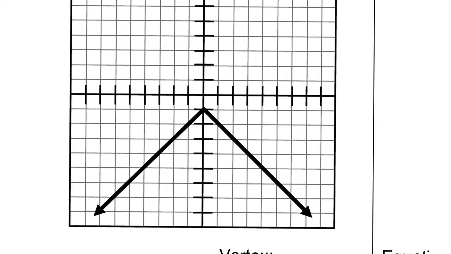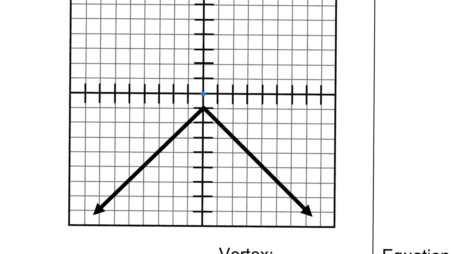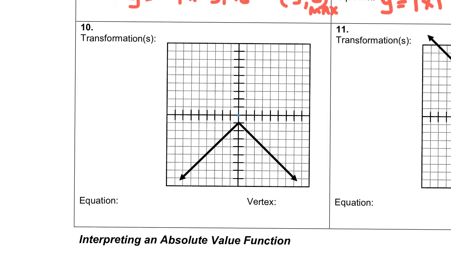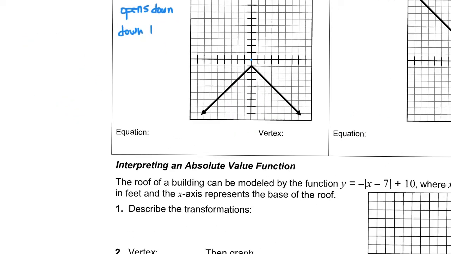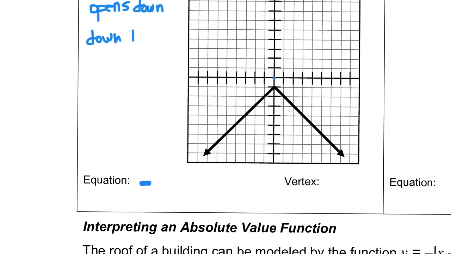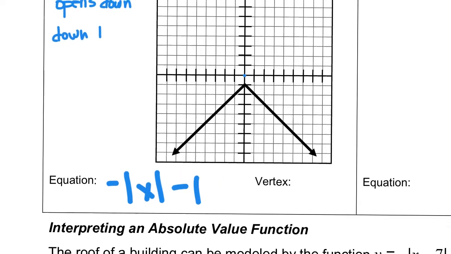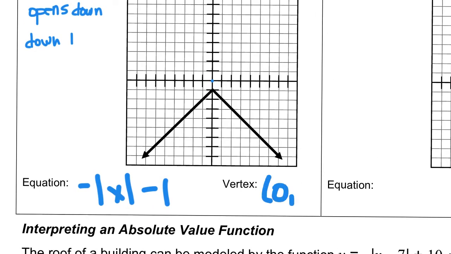Looking at number 10 from the parent function, which is oriented around 0, 0, it has shifted down 1. Also, it opens downward. Since it opens downward, the equation will have a negative number on the outside of the absolute value bars. And since it shifted down 1, we will subtract 1 outside the absolute value bars. The vertex is at 0, -1, and it is a maximum value. Try number 11 on your own.